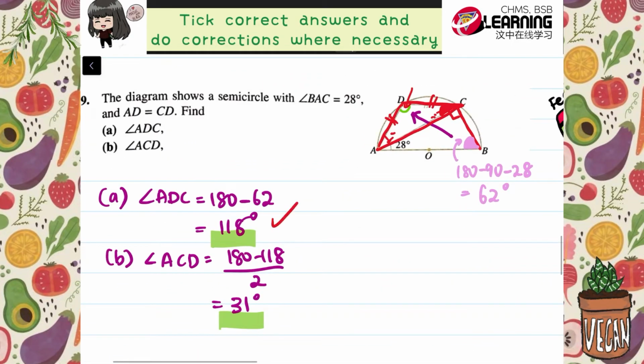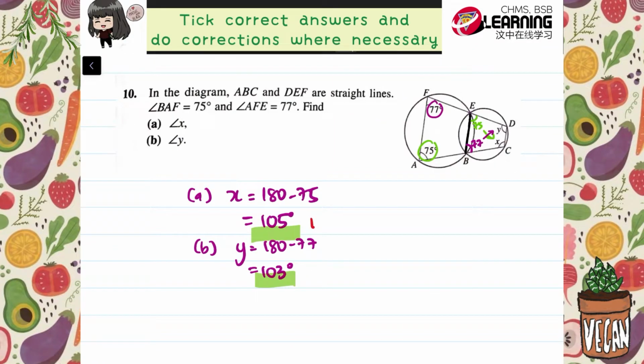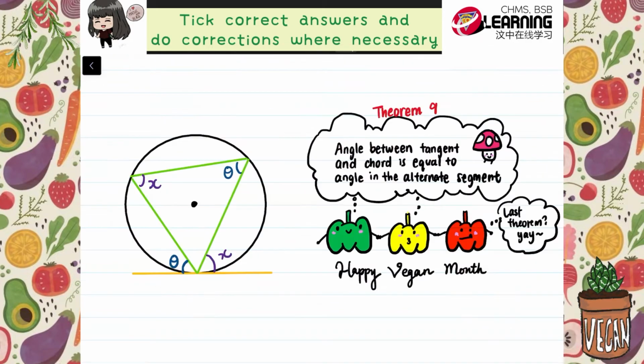9A, I think a lot of you get this one correct also. 118 and 31. But 10A, these two, 105, 103. Please tick your answer, right?